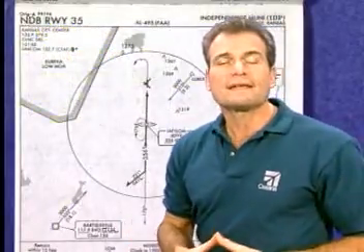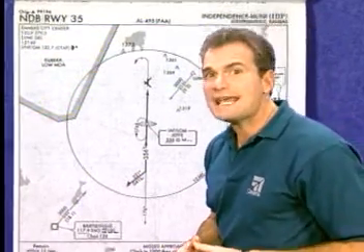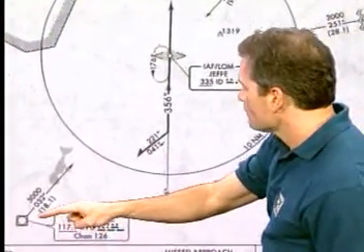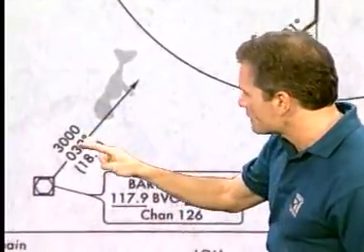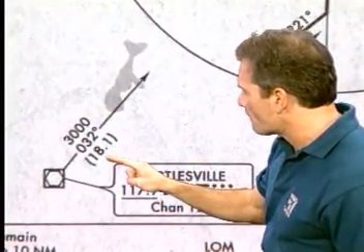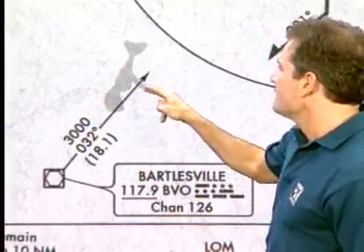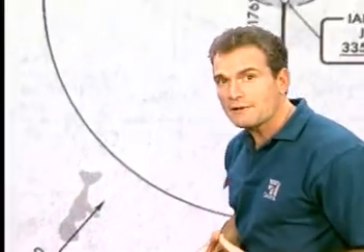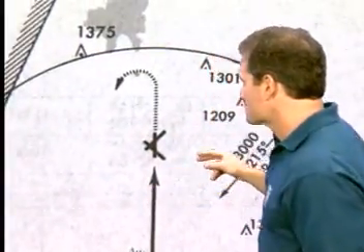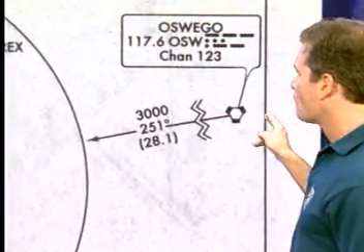For example, look at the NDB approach to Independence, Kansas. At the lower left, you see a feeder route from Bartlesville VOR DME to Jeffy. It tells you to fly a course of 032 degrees for 18.1 miles at a minimum altitude of 3,000 feet. And look, here's a tribute to Mikhail Gorbachev's forehead. Here's another feeder route from Lurik's intersection right over here, and another yet from Oswego Vortac.